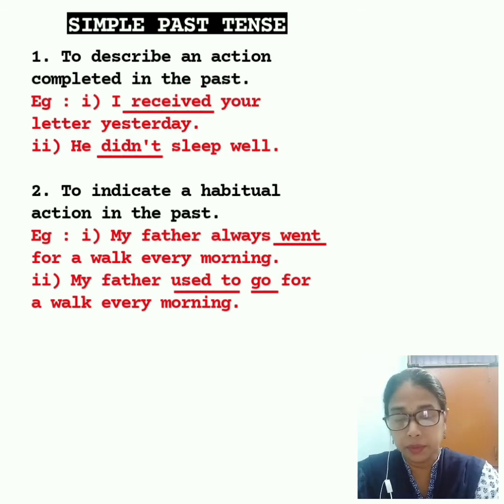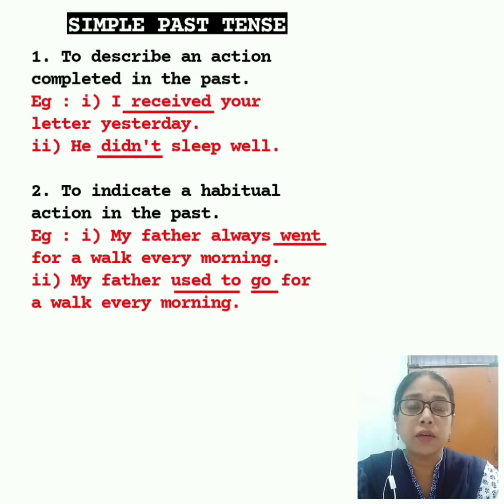Sometimes we use simple past tense without these adverbs of time. Like, for example, he didn't sleep well. Now here I have not written last night at the end, because it is understood that he didn't sleep well last night. So sometimes we can omit the adverbs of time when it is understood. The sentence itself clearly makes us understand the meaning that the action took place in the past only.